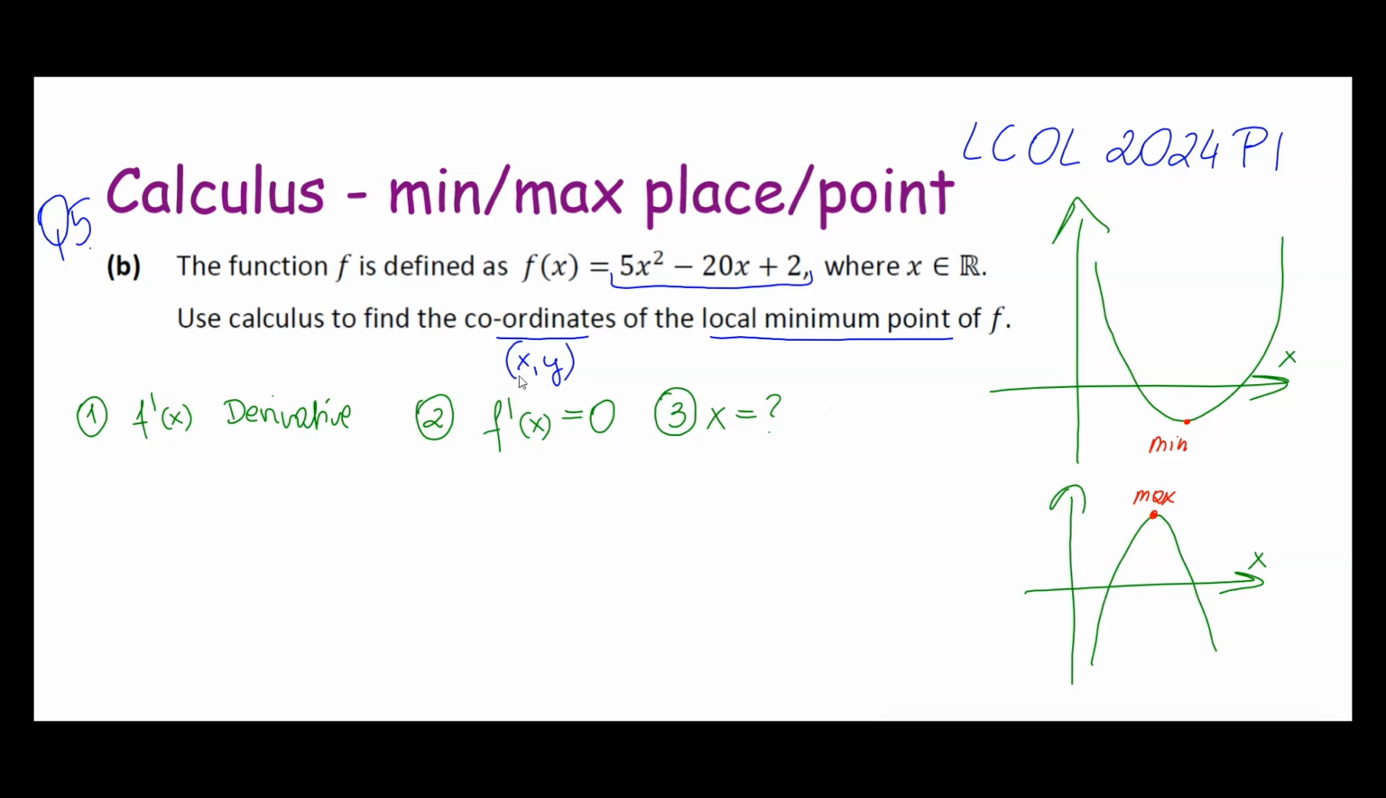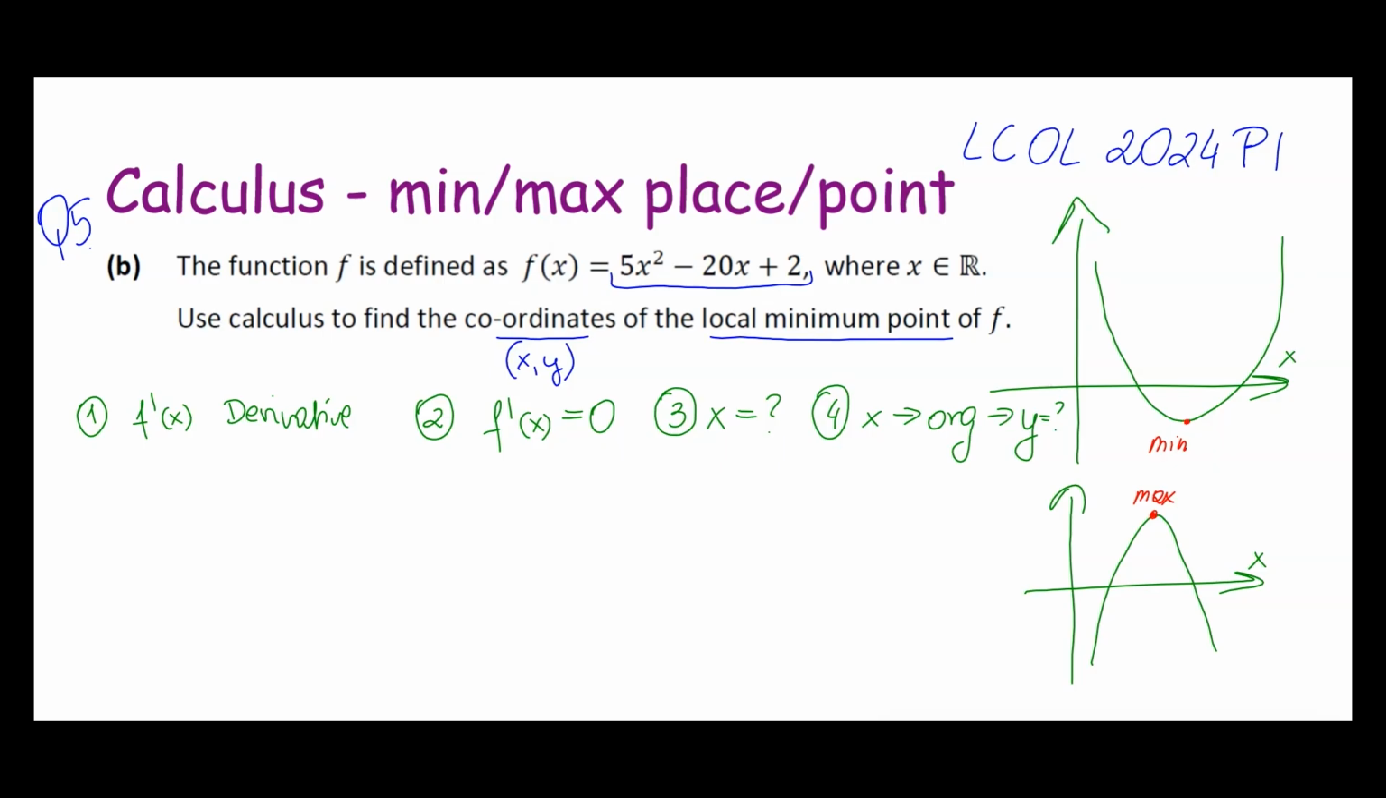And then, because we need the x and y values, to find the y value we take that x back to the original function, so not the derivative we created, but the original function. We substitute that in place of x, and therefore we find the value of y. Those are always the steps we take, whether it's a minimum or a maximum place.